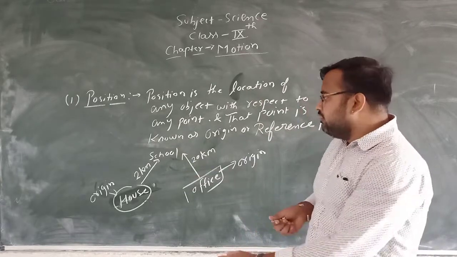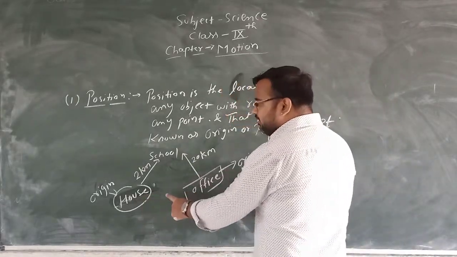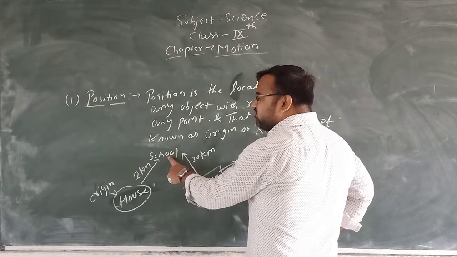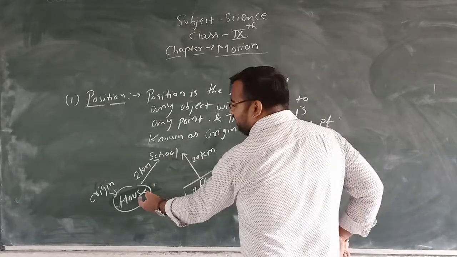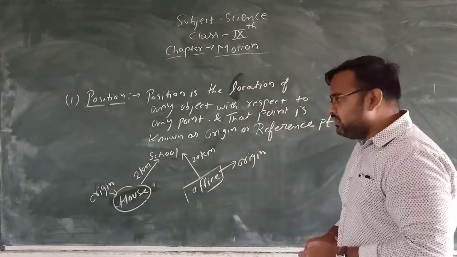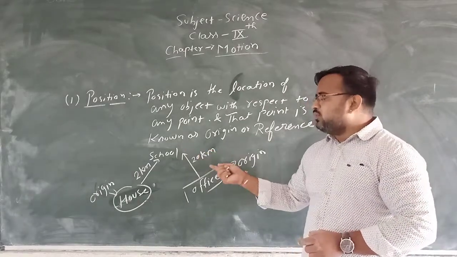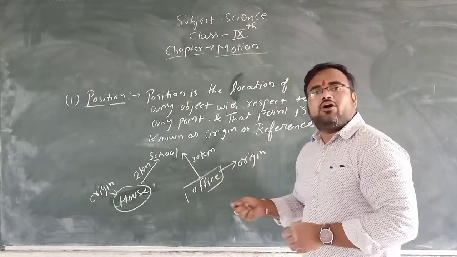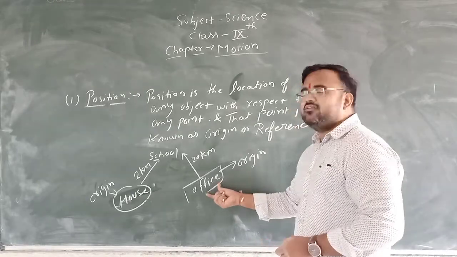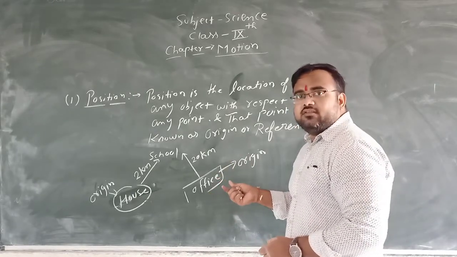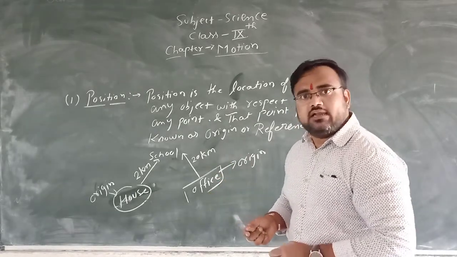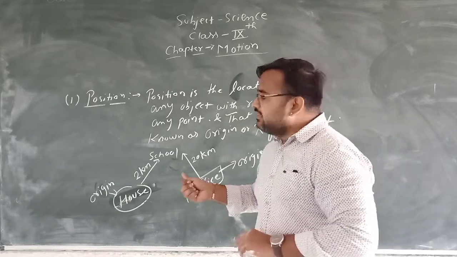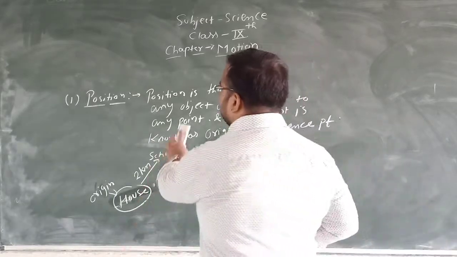Clear? So these two points are the origin. If I say my school is 2 kilometers away, from where? From my house, so the house will be the origin. If my school is 20 kilometers away, from where? From my office, then this point is known as the origin. Clear?